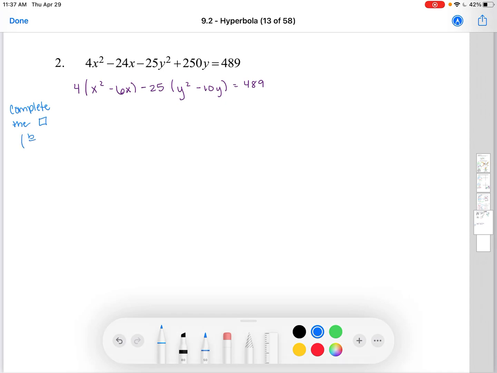Remembering that function, it's always b over 2 squared. Your b value is that extra piece in these parentheses. So if I did b over 2, I'm looking at negative 6 over 2 squared. That's going to give me a 9. Worry about that in just a moment. I'll do the same thing with y. I got negative 10 over 2 squared, and that is going to give me a positive 25.